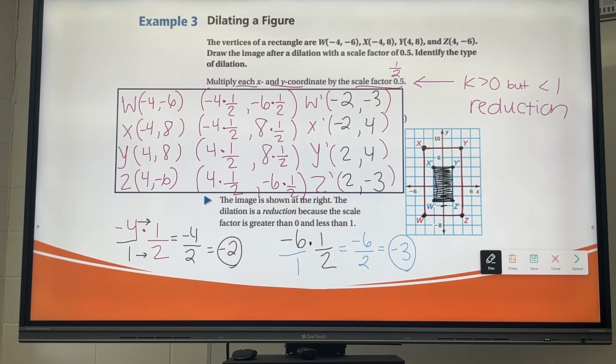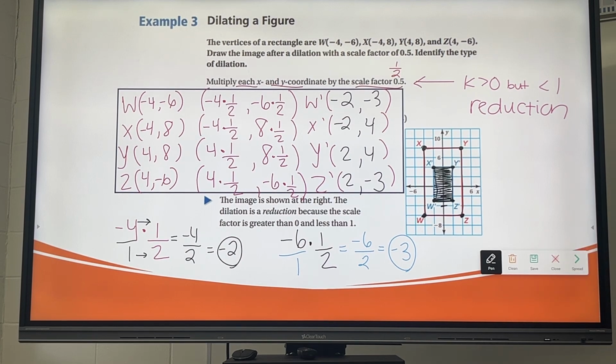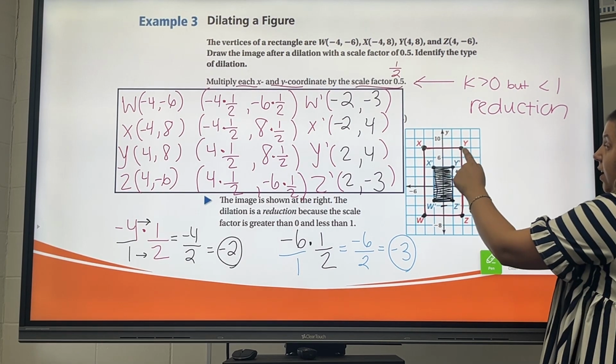One of the other things that you could note here is that the side lengths, if they are nice and straight lines, should do the same thing as well, like we did in that warm-up question. So this side length right here is 4.